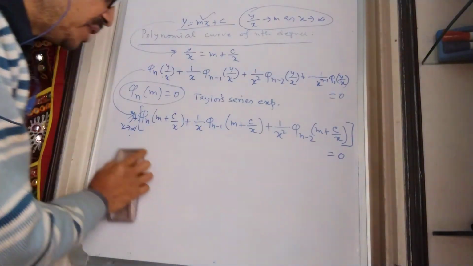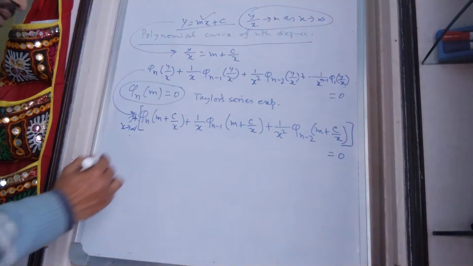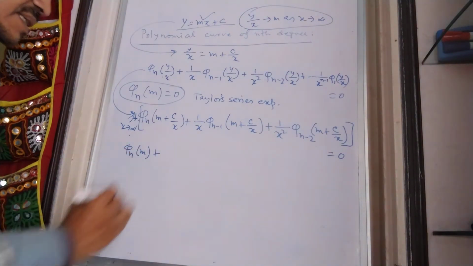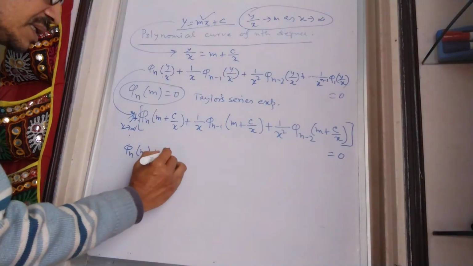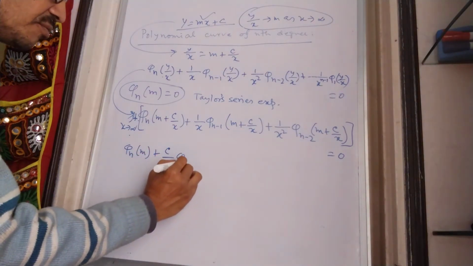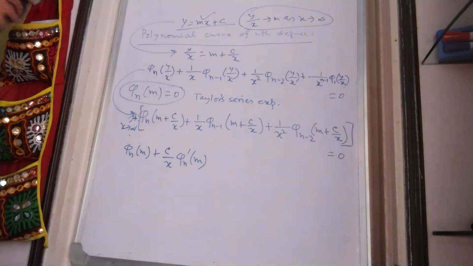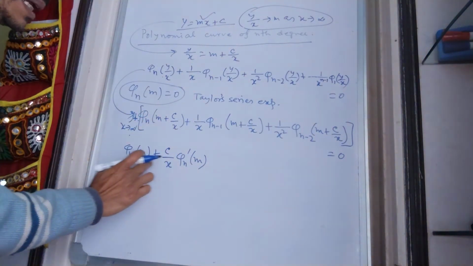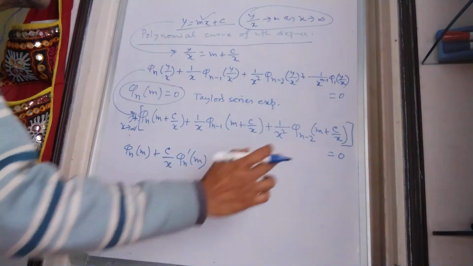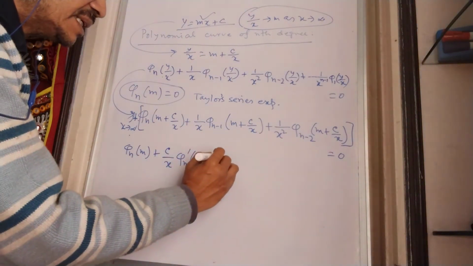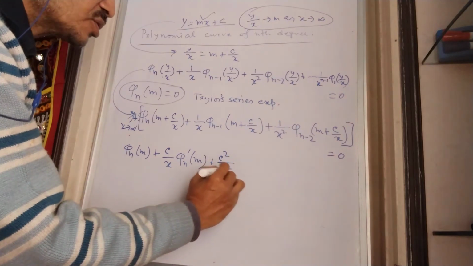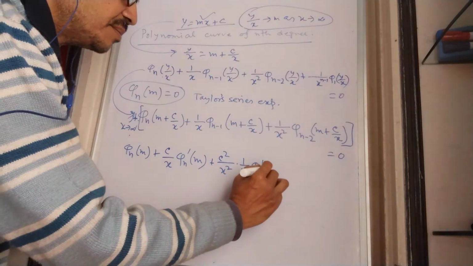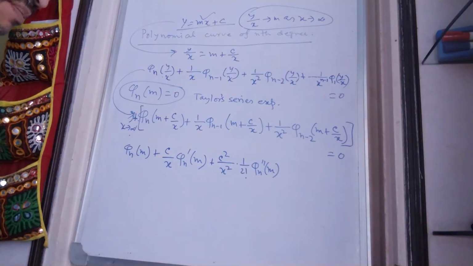So what do we get? We get phi n m plus c by x phi n prime m, isn't it so? Just remember that f of x plus h would have been f x plus h f prime x plus h square by factorial 2, that is c square by x square, 1 by factorial 2 phi n double prime m, isn't it so?